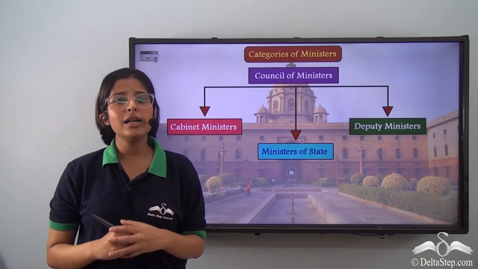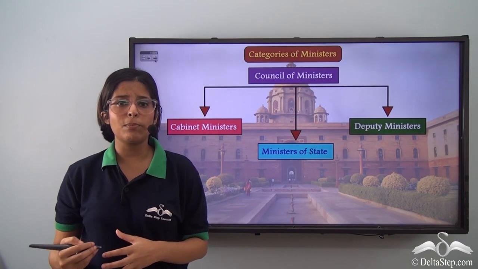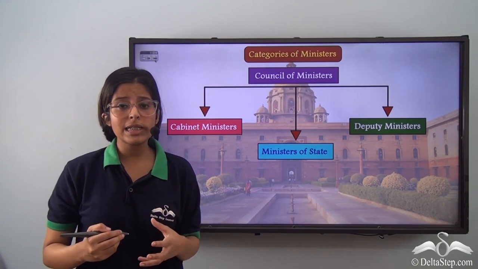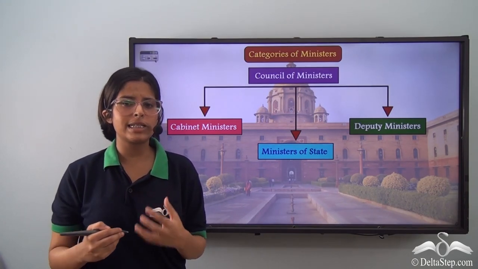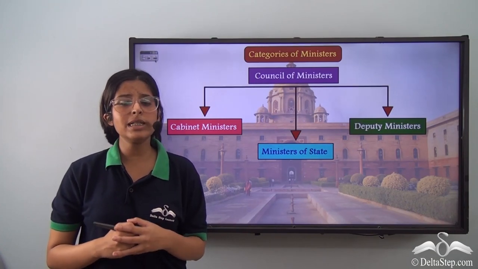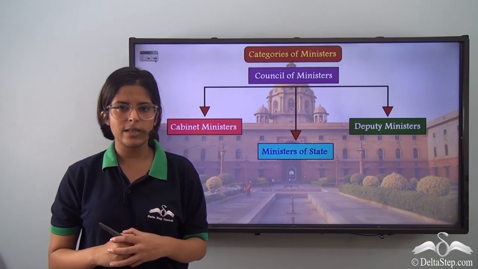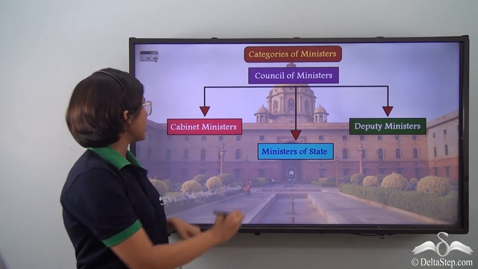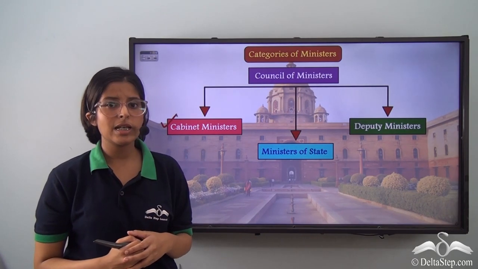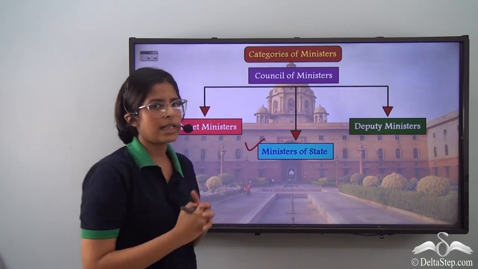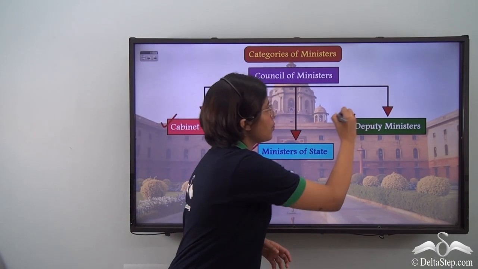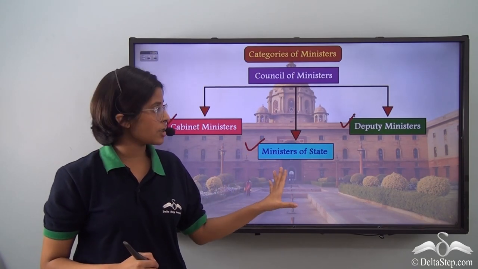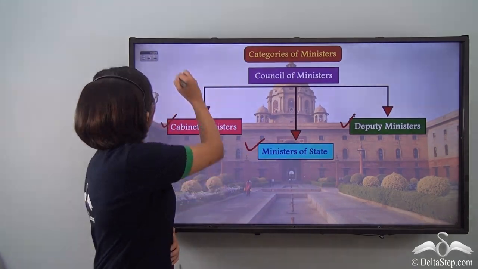In a similar manner, there are various departments and sub-departments in the working of ministers. Because the ministers have to decide policies and also implement them at the central and state levels, there are various departments and thus various types of ministers. In order of their rank, we have three types of ministers. The highest ranking ministers are the cabinet ministers. Below them, we have the ministers of state. And finally, the deputy ministers. So, the three categories of ministers are cabinet ministers, ministers of state and deputy ministers.